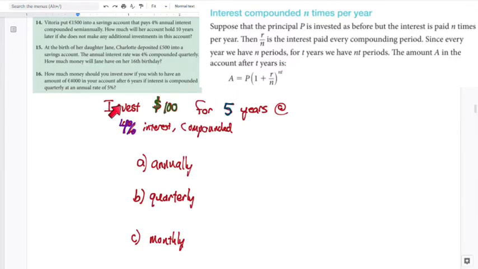example. So we're going to keep a few things constant. We're going to invest $100. We're going to invest for 5 years, and we're going to invest at a 4% interest rate. The only difference we're going to change here is when we compound. We can compound annually, quarterly, or monthly.